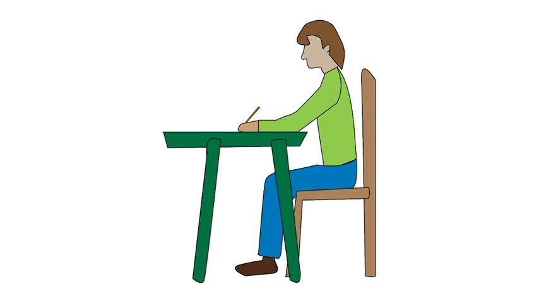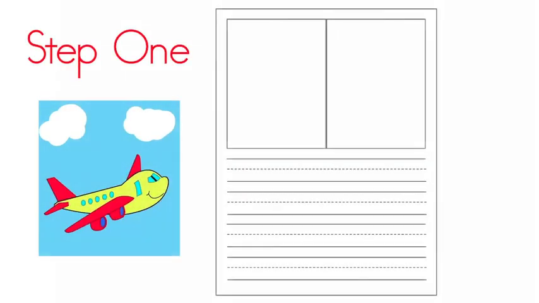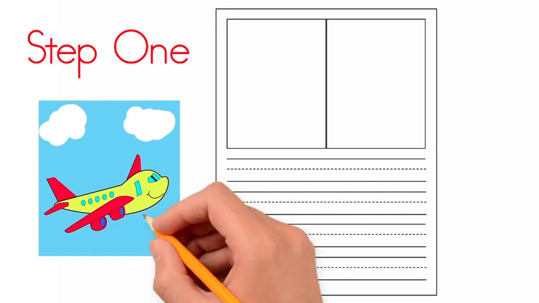Have your sentence organizer in front of you. Get into writing position. Sit up tall in your seat, feet flat on the ground, and have a pencil in your hand ready to write. Follow my steps. Step 1. Point with the pencil to the idea picture and ask, who or what is this about?